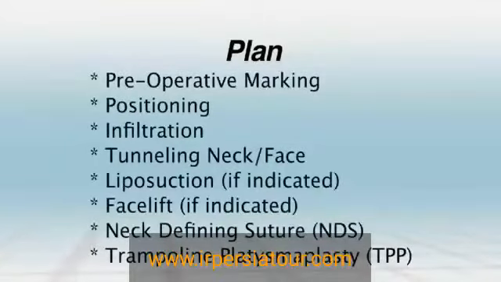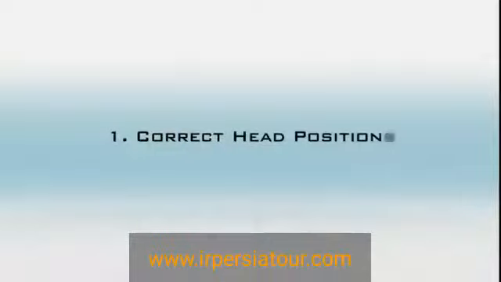The operative plan includes preoperative marking to note ptotic submandibular glands and platysmal bands, positioning of the head and neck, infiltration of the head and neck and face, tunneling of the neck and face, liposuction if indicated, facelift if indicated, and then lastly the neck-defining suture and trampoline platysmoplasty.